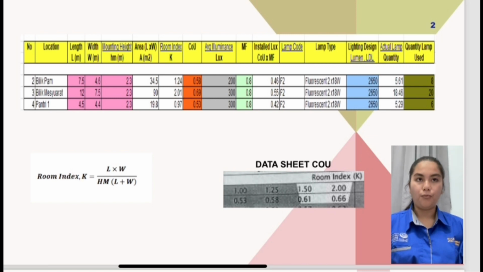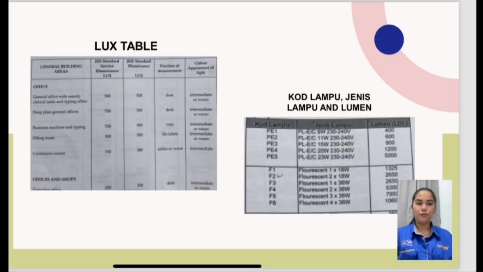For example, 1.24, I choose 0.58 COU. The lamp is chosen according to the room. For example, the meeting room is 300 lux. Or choose from the appendix or JKR. MF is fixed at 0.8. The type I choose is from JMAN.